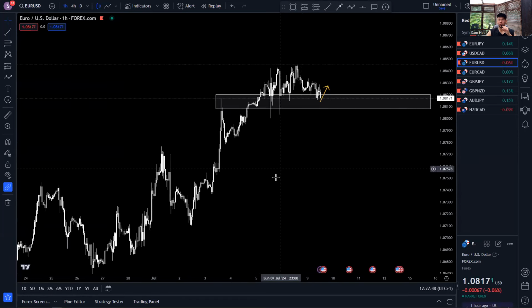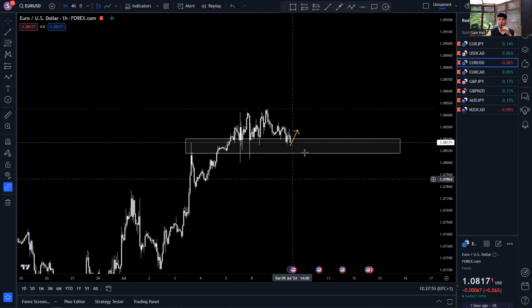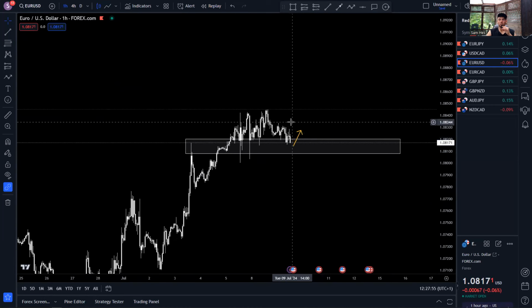EURUSD, same sort of thing. Price is in a strong uptrend. It's reacted here, it's broken it, but since it's broken it, it's respected it every time. So again, we're looking to go long here once we see some strong rejection.